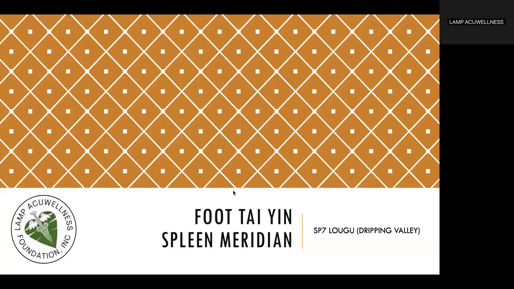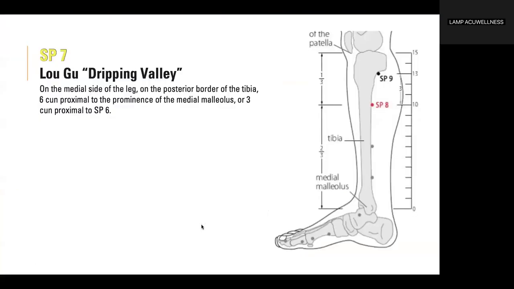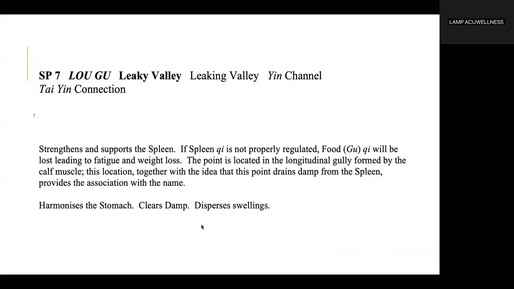Foot taiyin spleen meridian. We discuss Spleen 7, Lougu, Dripping Valley. Located on the medial side of the leg on the posterior border of the tibia, 6 cun proximal to the prominence of the medial malleolus, or 3 cun proximal to Spleen 6. Spleen 7 strengthens and supports the spleen.